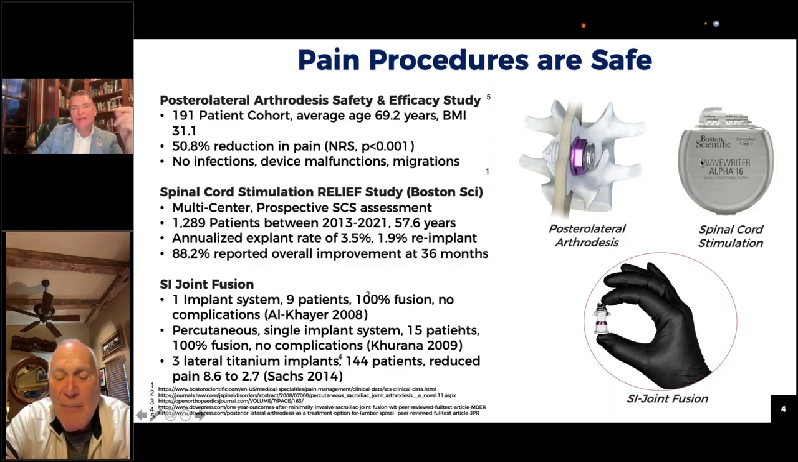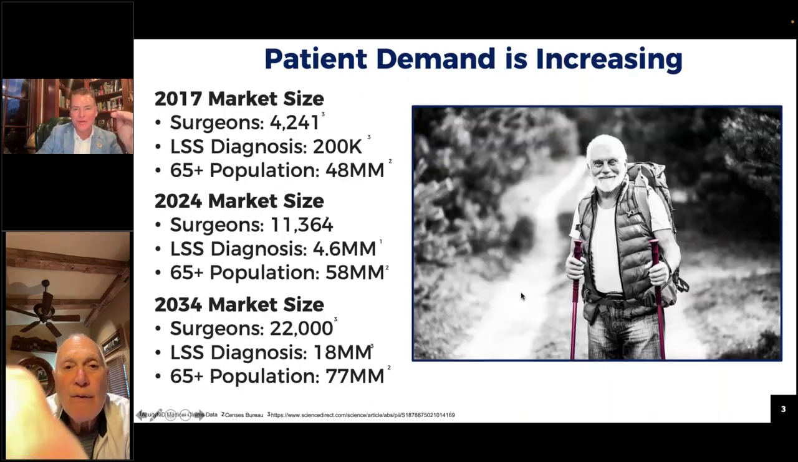I would like to comment on the role. Well, I want to go back to the previous slide. Could you guys go back to the previous slide? I want your comments on this growing number of surgeons and diagnoses. What are your thoughts on that?